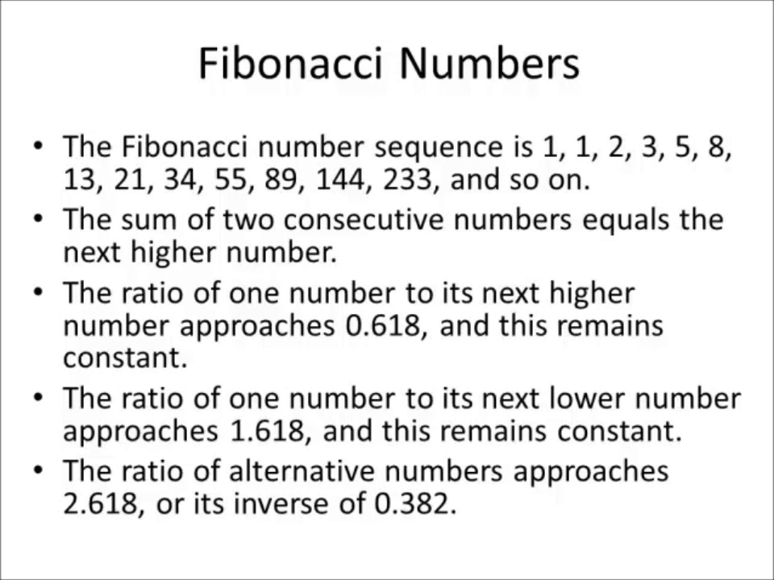Now this ratio only comes about slightly later on in the sequence. So the sequence extends infinitely. And the first few numbers don't have ratios that are close to 0.618. They do approach it though fairly quickly. And by the fourth, fifth number, you'll see that it's practically 0.618, and that stays constant throughout the number sequence.